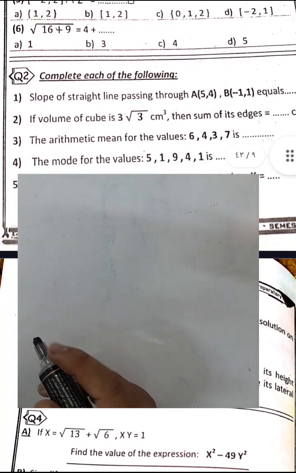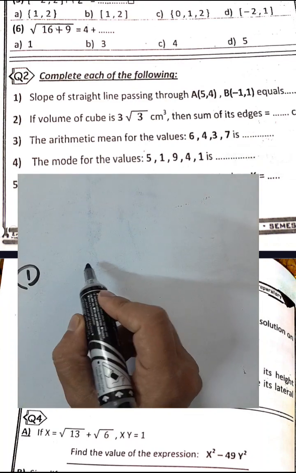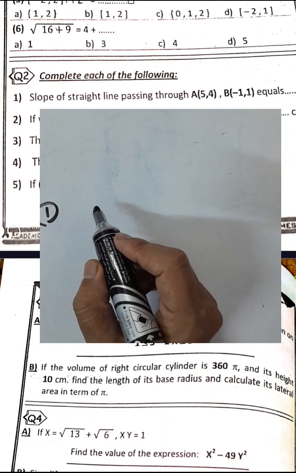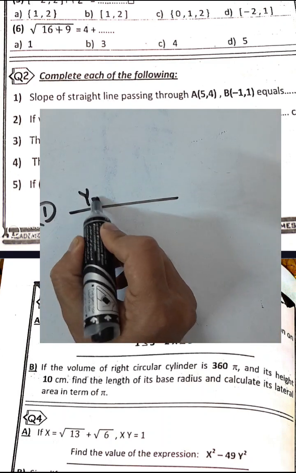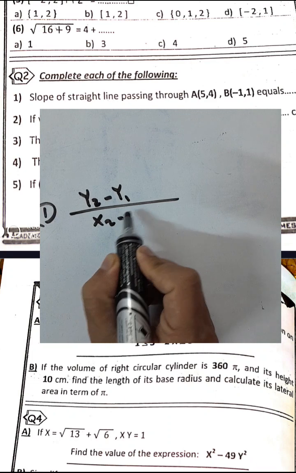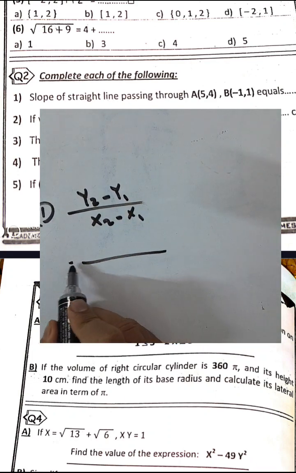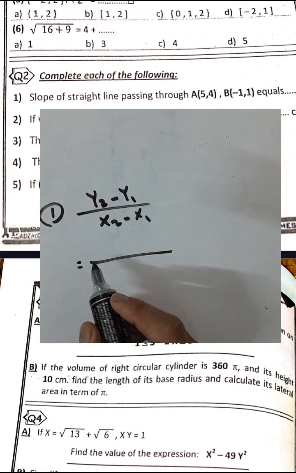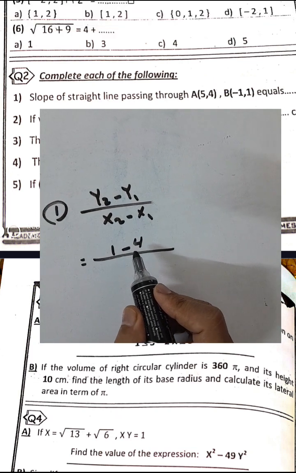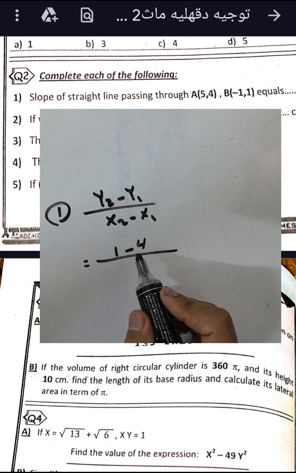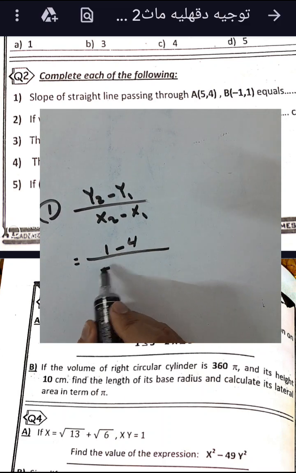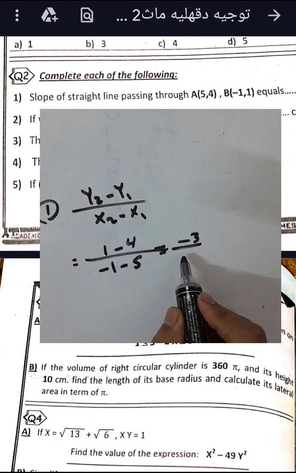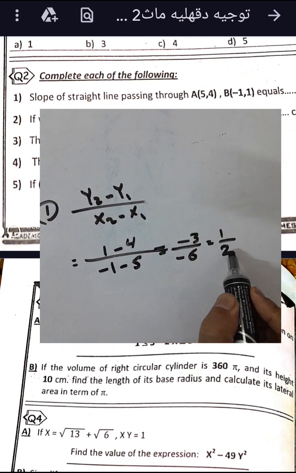Next question. Complete: the slope of the straight line passing through the points A and B equals what? We can find the slope by using the rule y2 minus y1 over x2 minus x1. Then y2 here will be 1 minus 4, over x2 minus x1, negative 1 minus 5. 1 minus 4 will be negative 3, and negative 1 minus 5 will be negative 6. The result will be half.